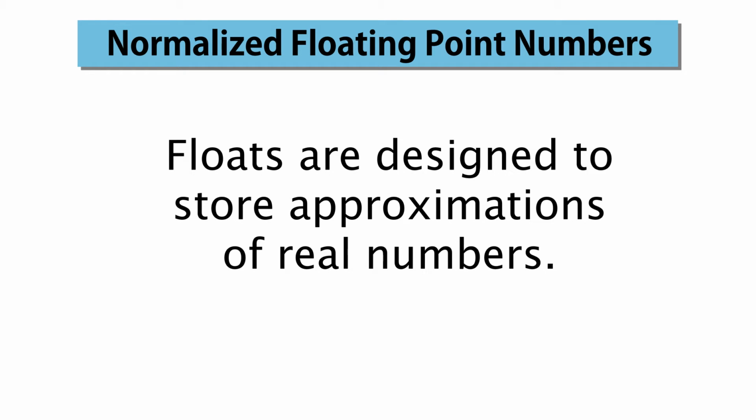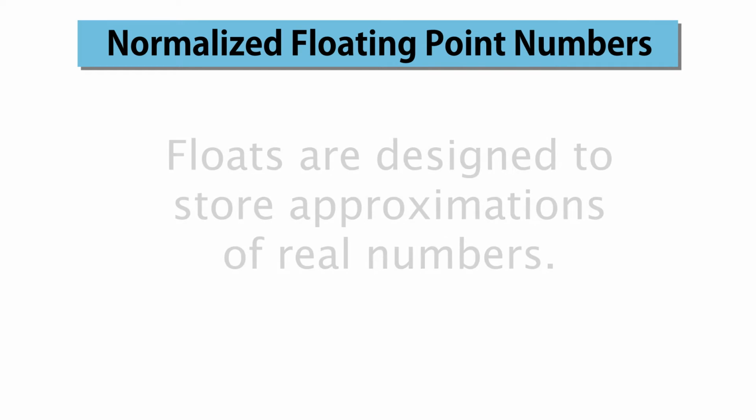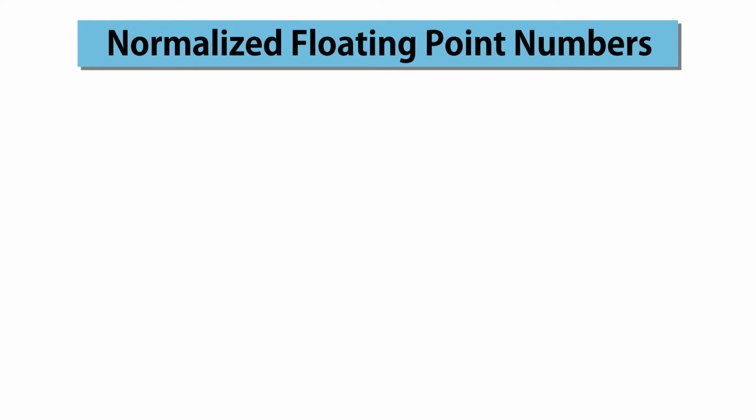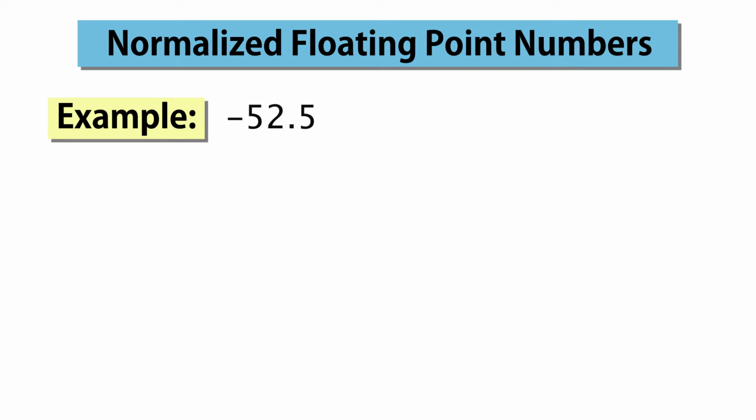Floats are designed to store approximations of real numbers. Of course, only a finite set of these can be represented in 32 bits, but it's still a very useful collection of numbers for doing scientific computation. So let's begin. Suppose we have a decimal number, say minus 52.5. We'd like to represent this number as a float.